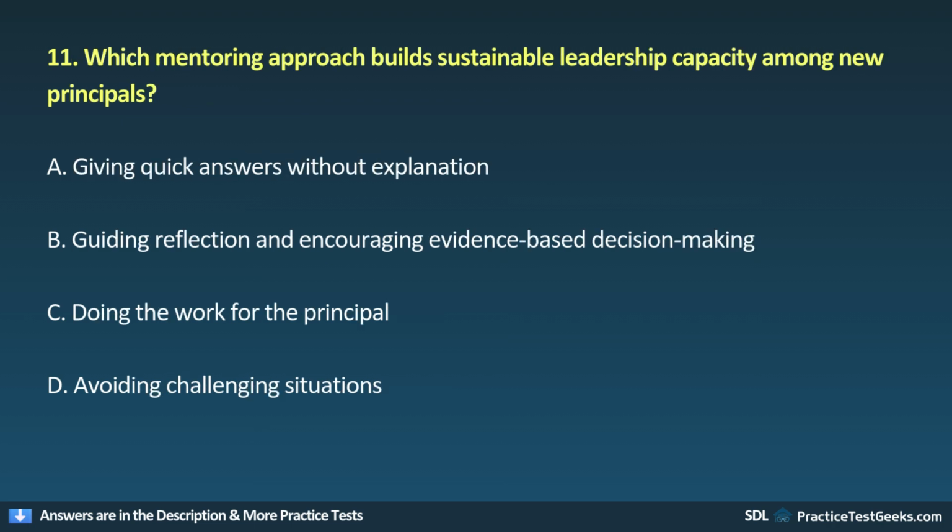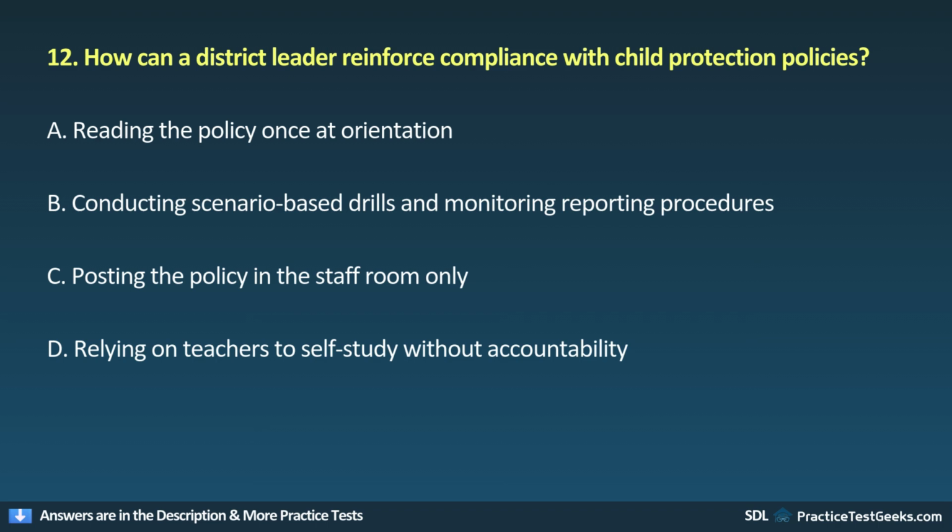11. Which mentoring approach builds sustainable leadership capacity among new principals? A. Giving quick answers without explanation. B. Guiding reflection and encouraging evidence-based decision-making. C. Doing the work for the principal. D. Avoiding challenging situations.